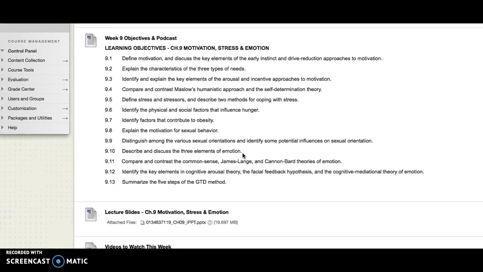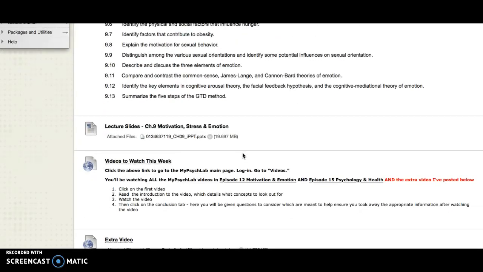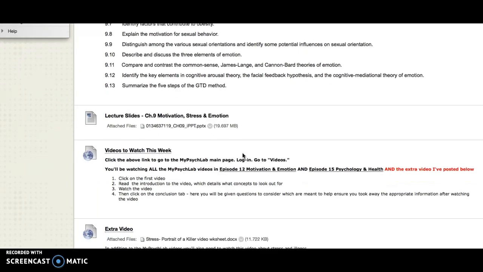So that's kind of how it's broken up: motivation, stress, emotion. A couple students have emailed me about how we should be using the PowerPoint slides. Again, I just want to reiterate, the best way to do that is to have them with you. If you can print them out, that would be great, mostly because then you have them next to you as you're going through and reading the chapter. You can compare the lecture slides to what you're reading in the chapter.